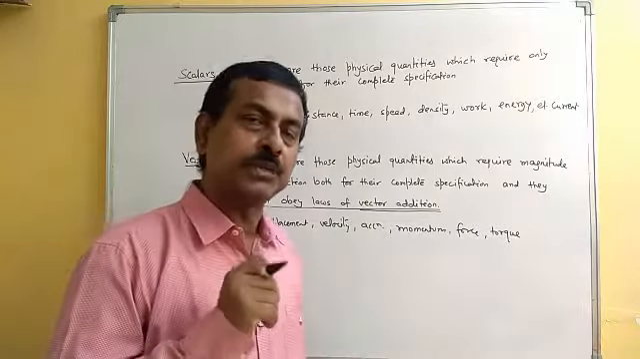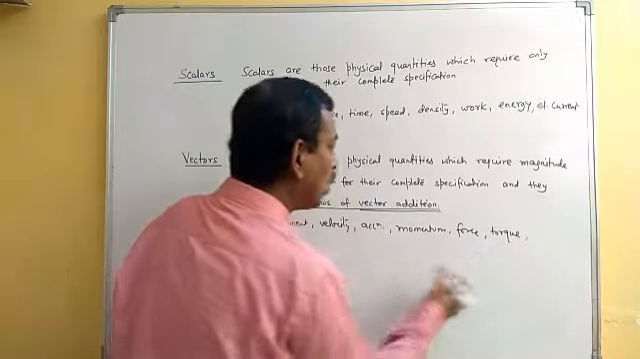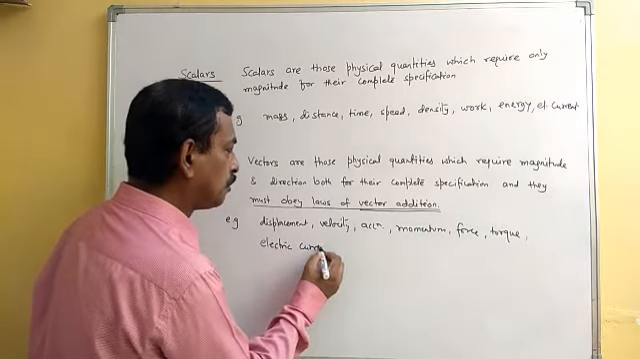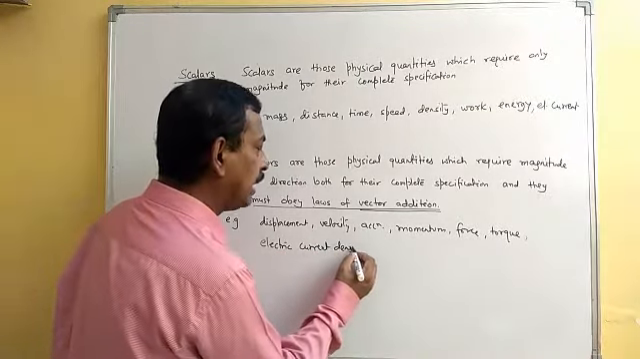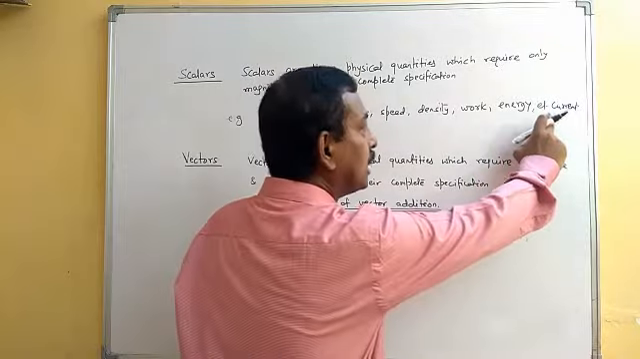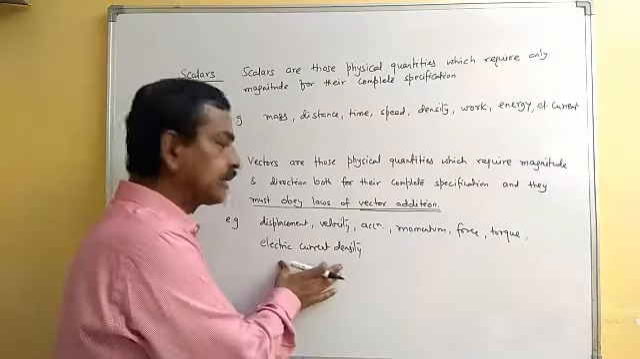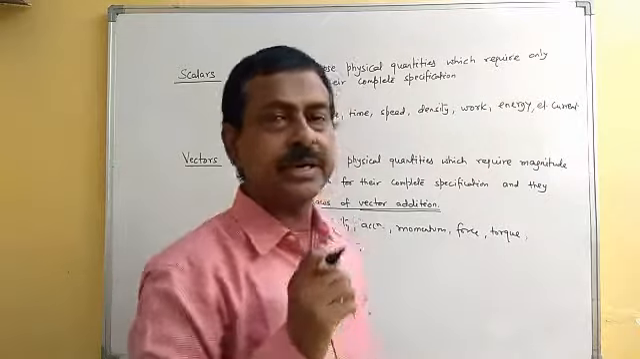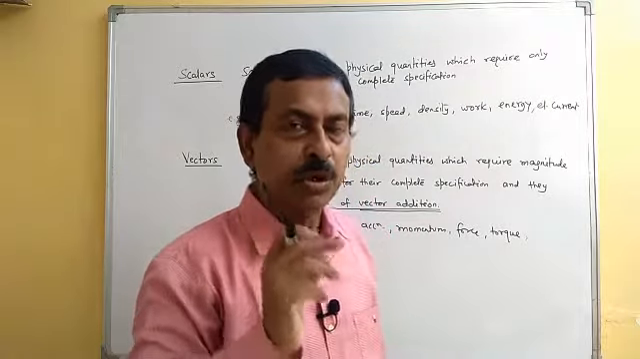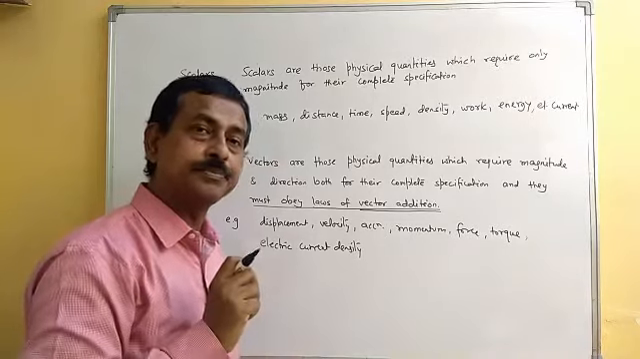There are a few more terms for which you should be very careful. One more term is called the electric current density. Electric current density is a vector quantity. Remember, electric current is a scalar. But electric current density, which is basically electric current per unit cross section of the conductor through which it is flowing, is a vector quantity.